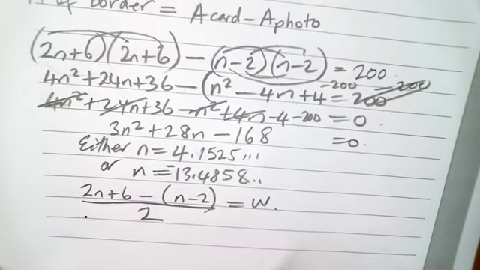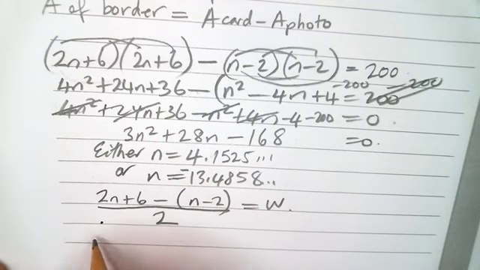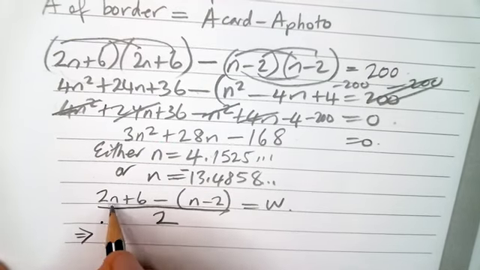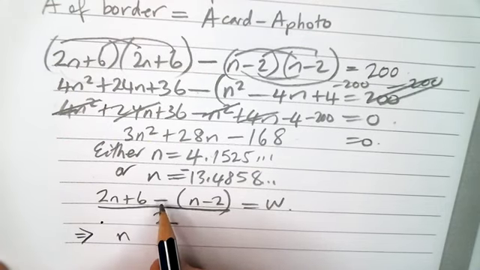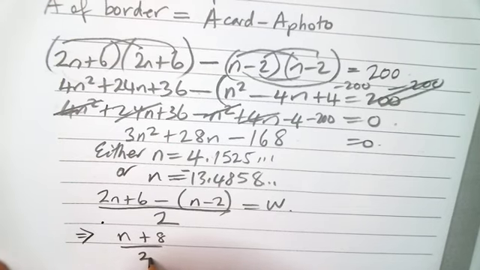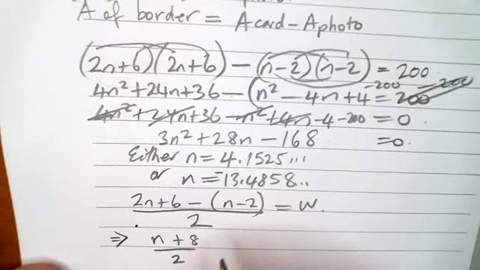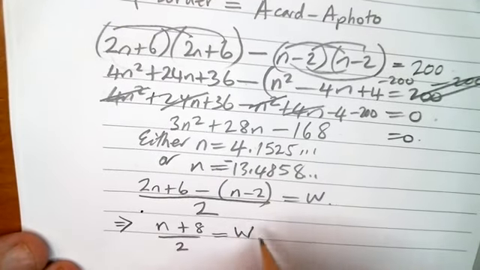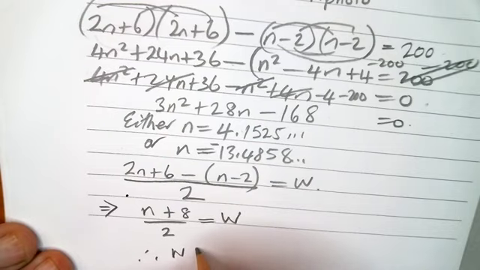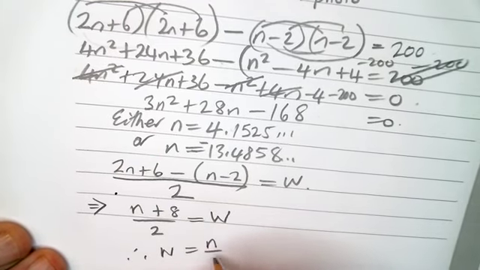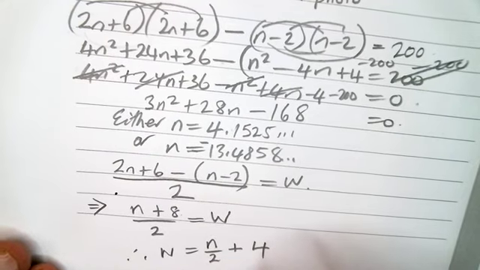All right, so let's go ahead and do that. That implies that we've got 2n minus n, which is n, and 6 minus minus 2 is 6 plus 2, which is 8, all over 2. So we've got n plus 8 over 2, and that is equal to the width. Therefore, width is equal to n on 2 plus 4. So that's going to be the width.